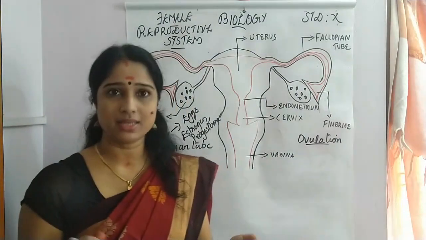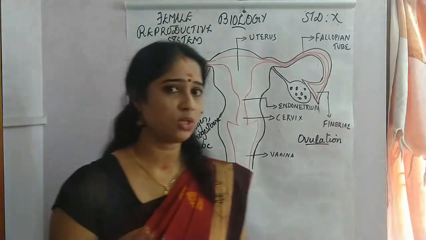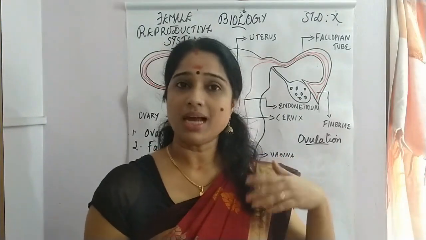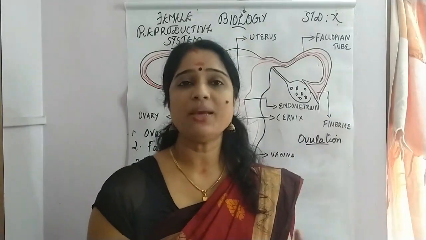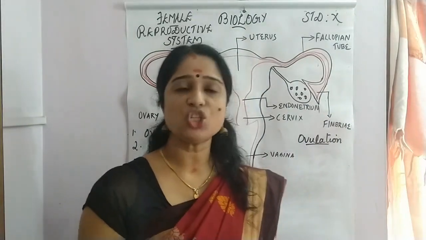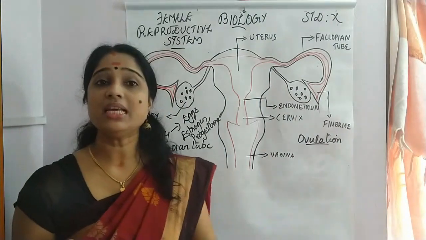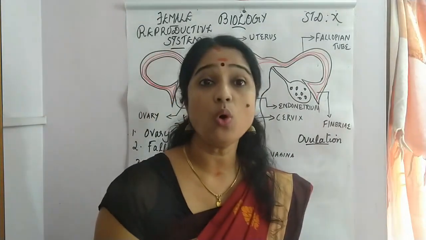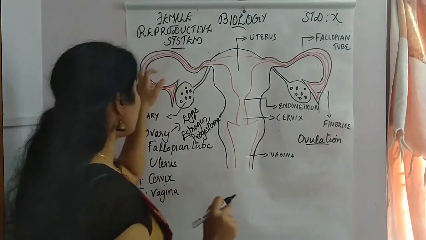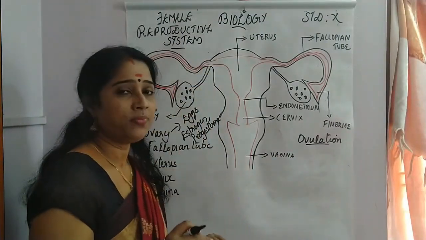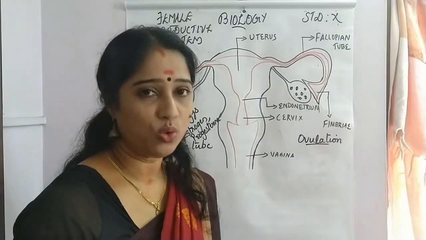Ova, otherwise egg, both are the same. After attaining maturity, every month the ovary releases a mature egg. That process is known as what? Ovulation. Releasing of the mature egg or ova by the ovary, and they are released into the fallopian tube.